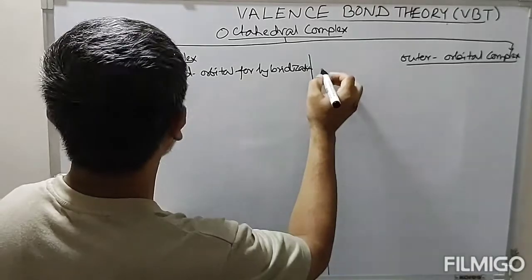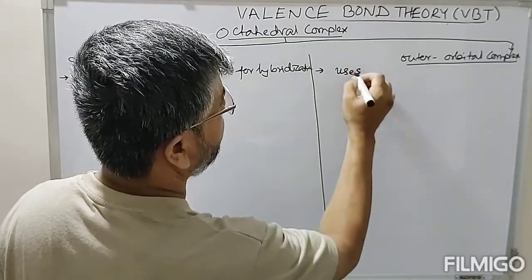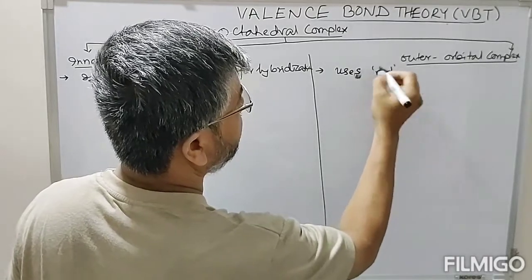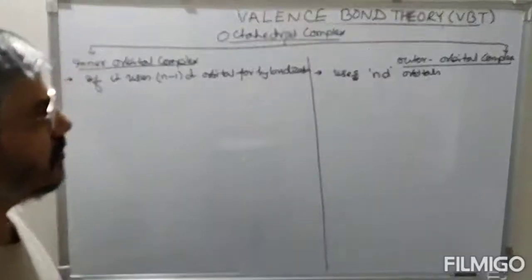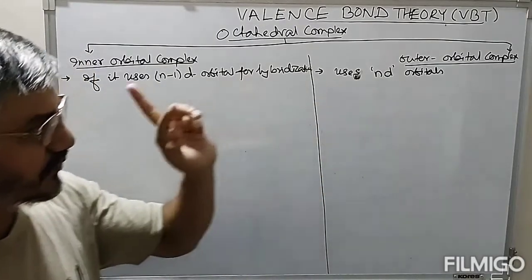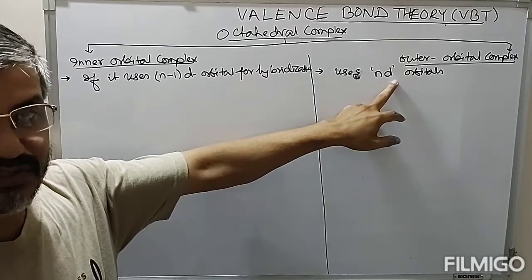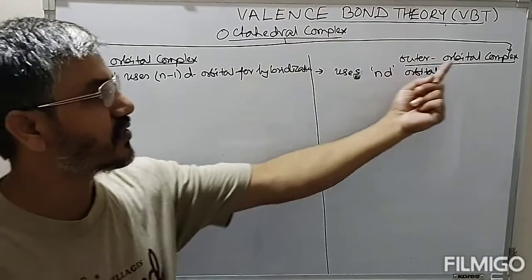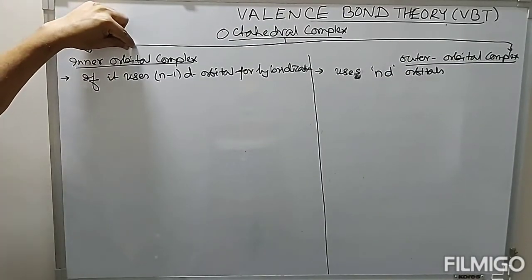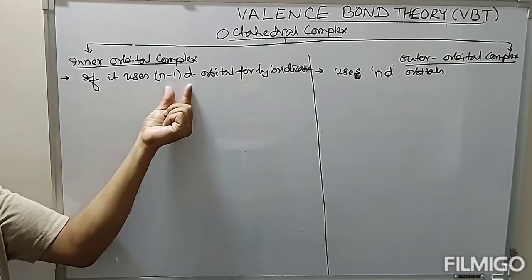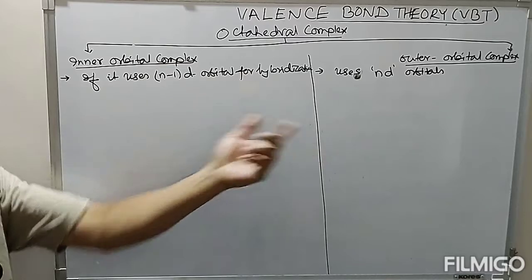Whereas the outer orbital octahedral complex uses nth d orbitals, that is, d orbitals of the valency shell. So if the d orbitals used in the hybridization are from the valency shell, that is the nth shell, where n is the valency shell, then this is known as outer orbital complex. Whereas if the orbital used for hybridization is from the inner shell, not from the valency shell, that is the (n-1) d orbital, then this is known as inner orbital complex.